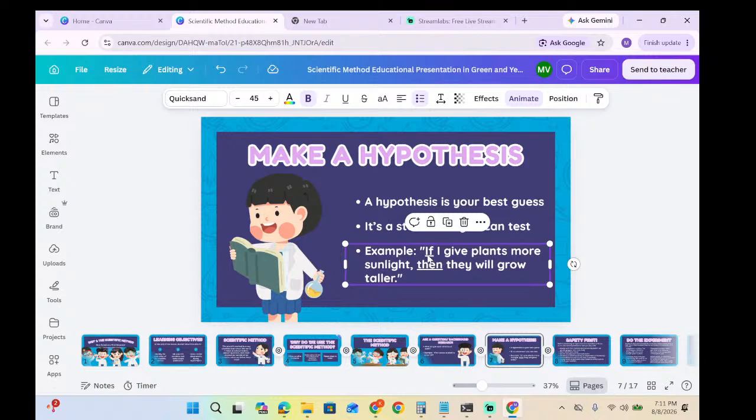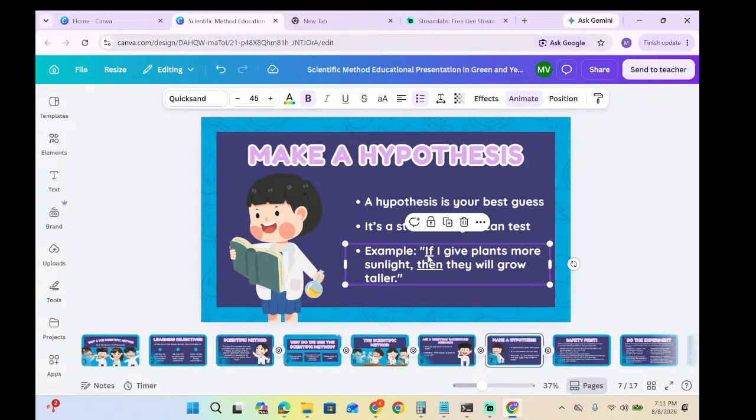Sometimes when you guys go to more advanced levels, it will be an if, then, and because statement. So if I give plants more sunlight, then they will grow taller because sunlight allows them to do photosynthesis. That's an if, then, because. The because is a scientific reasoning. Why does that occur? Or why do you think it will occur?